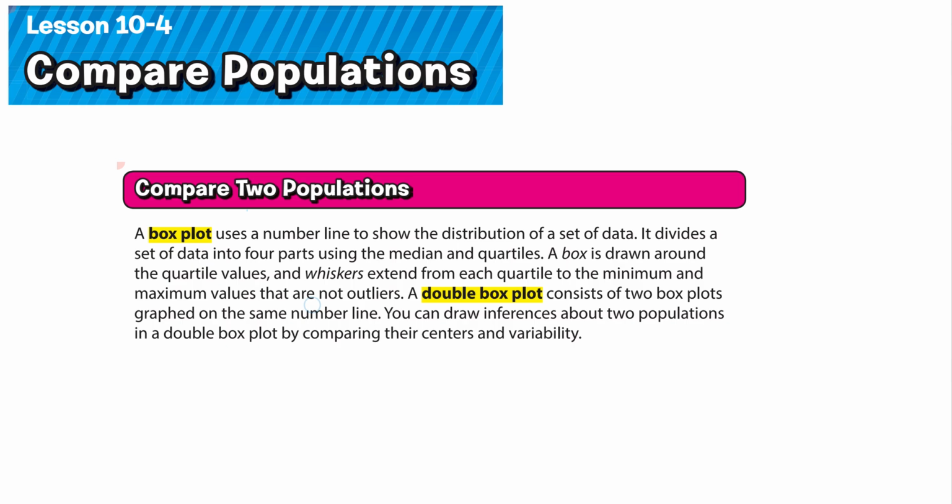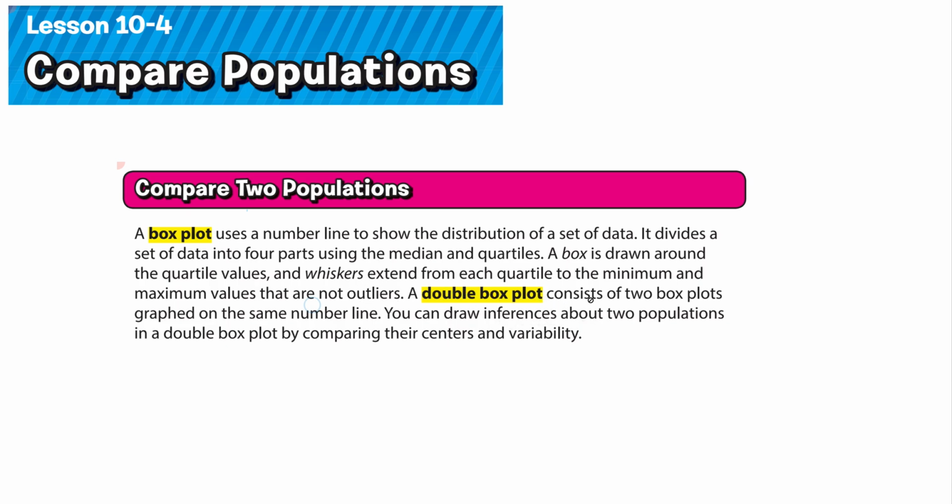A box plot uses a number line to show the distribution of a set of data. It divides the set of data into 4 parts using the median and the quartiles. Remember the Q1 and Q3 that we dealt with in lesson 10.2. A box is drawn around the quartile values, and whiskers extend from each quartile to the minimum and maximum values that are not outliers. And I'll give you an example of that here in just a second.